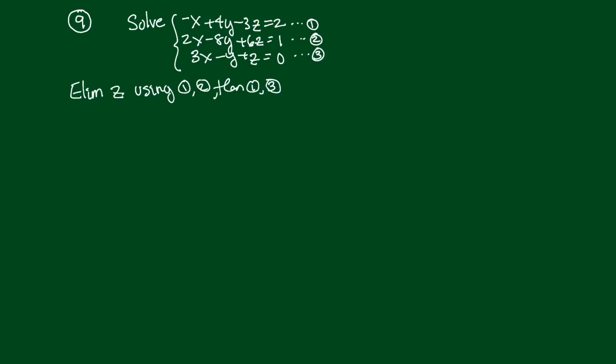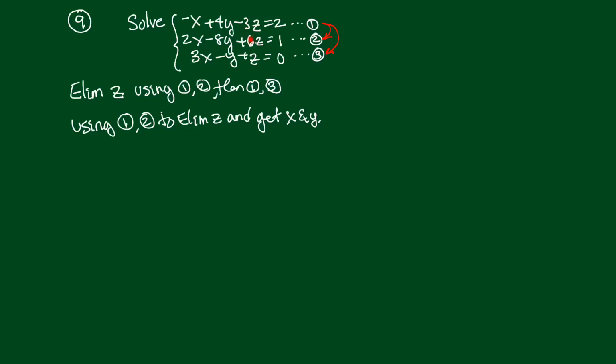So first up, let's use 1 and 2, and then 1 and 3 to eliminate z. So let's start here using 1 and 2 to eliminate z. And that will get us x and y. Makes sense? If we eliminate z, we'll be left with x and y. So focus in on these coefficients of z's. Now they're already opposite signs. We just need to get the same number.